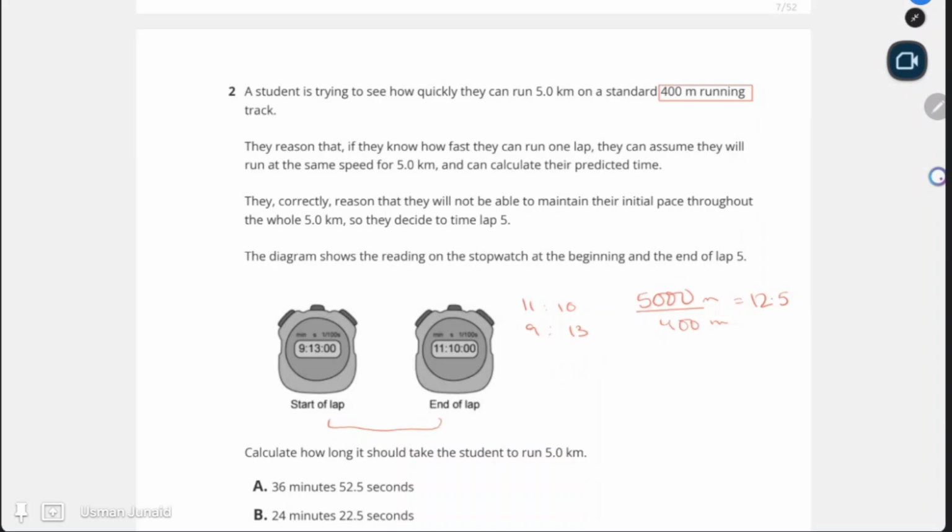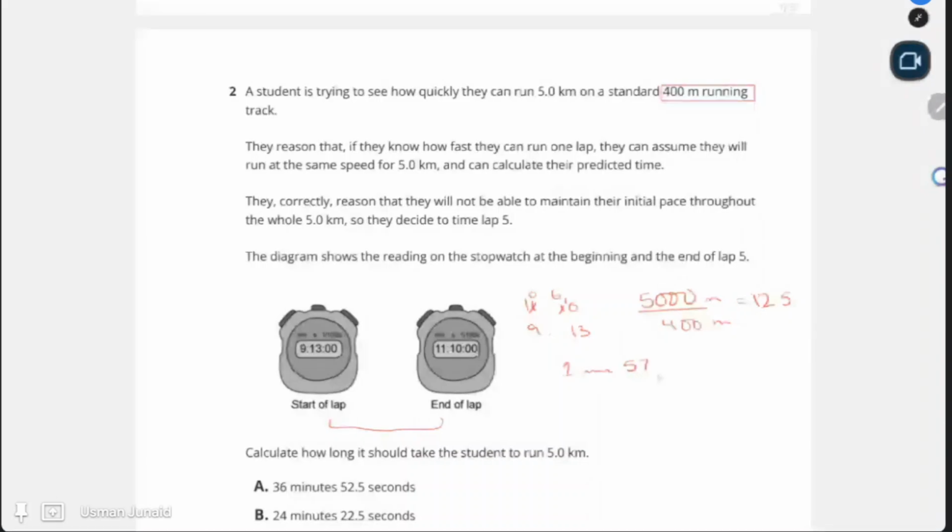So what is the time difference, right? The time difference is 7, and once you take one from here, it's 6, 57, and now you have 10 here. So 10, and this makes 1 minute 57 seconds per lap. So each lap takes 1 minute and 57 seconds.